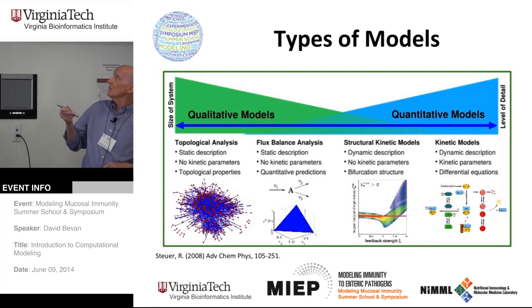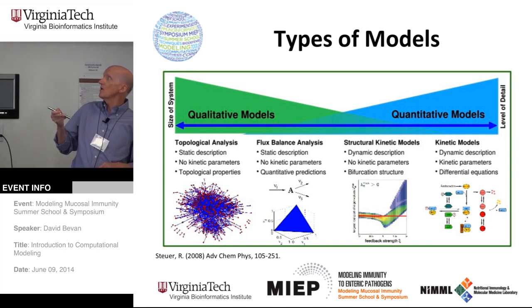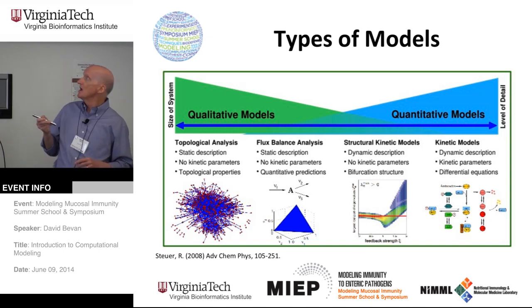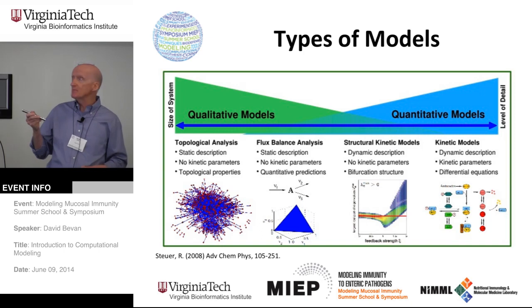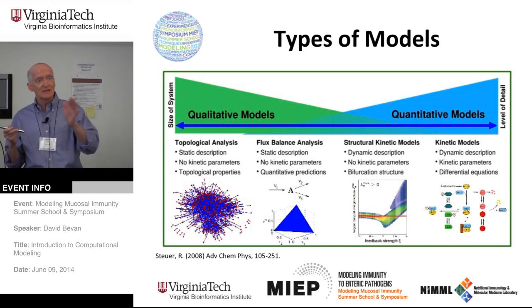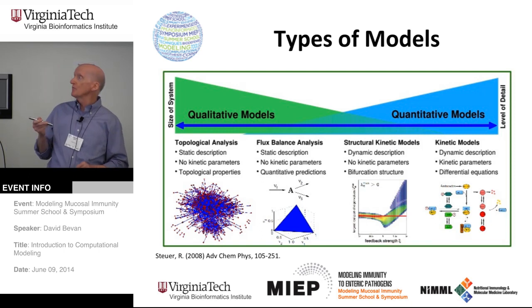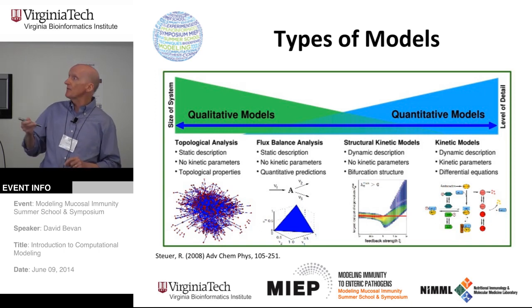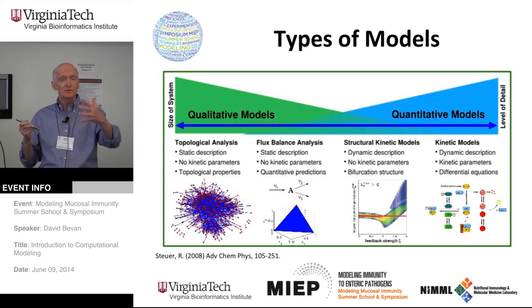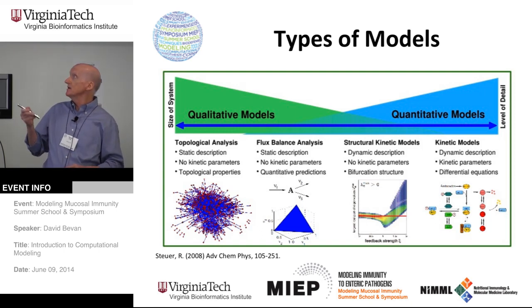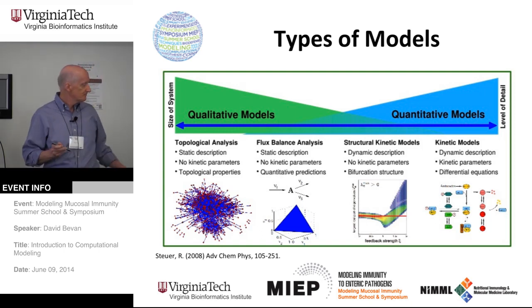But then over here, we're beginning to get to what we might call the kinetic models, with the dynamic description. We have kinetic parameters, we're using differential equations, at least in some of these cases, to generate a model where we can actually run this model, we can simulate the system, and hopefully learn something from that. So that's really what we're focusing on, some of these quantitative computational models. Not that it's not important to use the qualitative ones sometimes, that can be your starting point. But ultimately, you can think about how to get over here.